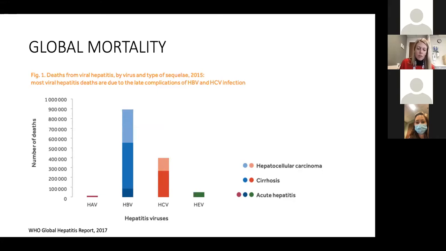hepatitis B, with the light blue area representing deaths related to hepatocellular carcinoma, the mid blue area representing deaths related to cirrhosis, and the darkest blue representing deaths related to acute hepatitis. And then second to that is the red bar representing hepatitis C, of which the majority of deaths are due to cirrhosis, and about a quarter of which are due to hepatocellular carcinoma.